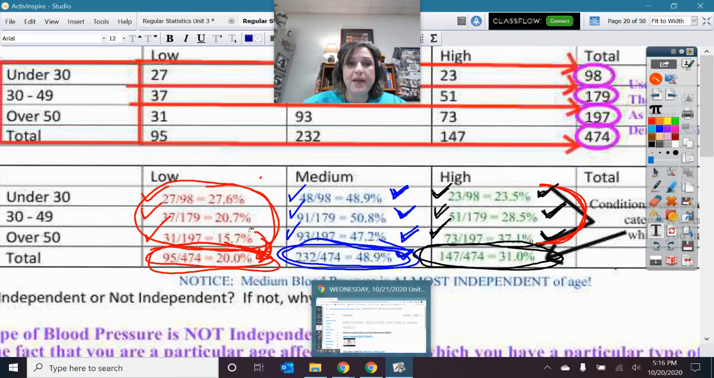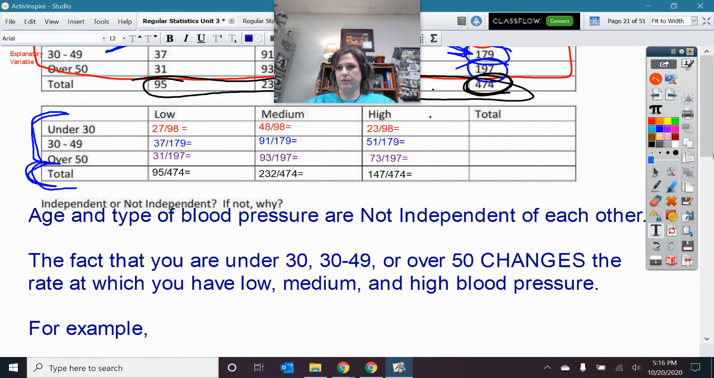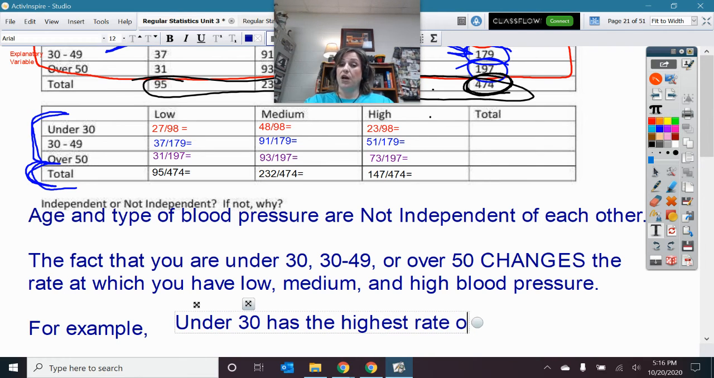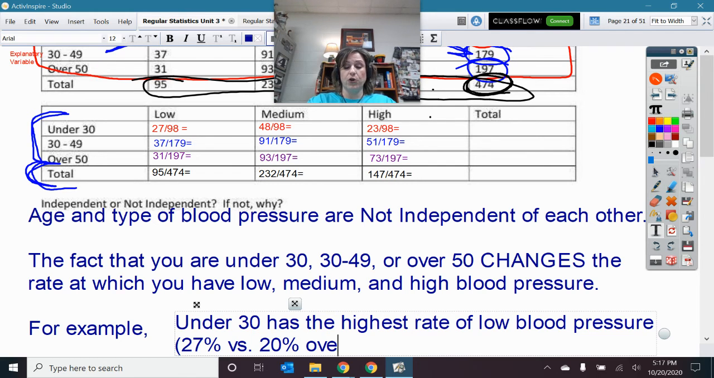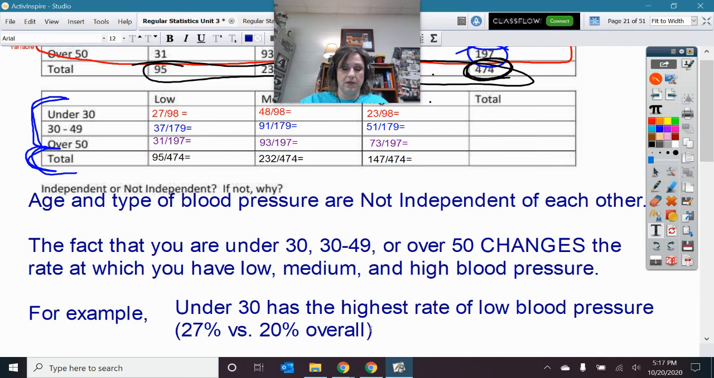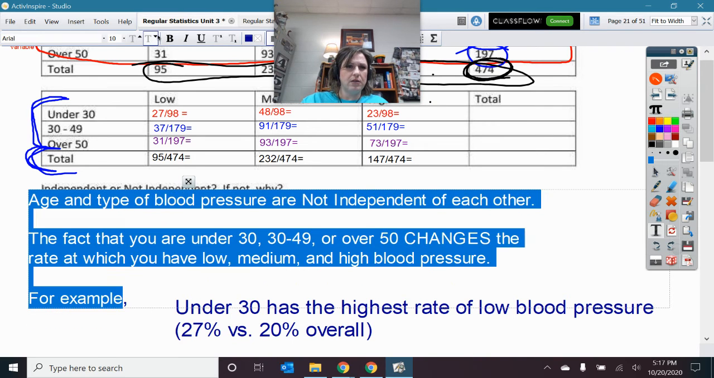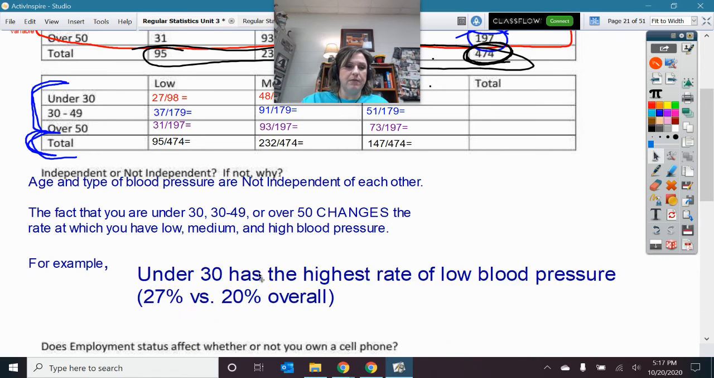And then maybe I'll compare that to the marginal. Here we go. So next, we'll say this. For example, let's see, what did we say? Under 30 had the highest rate of low blood pressure. And then it was like 27% versus 20% overall. Let's do it that way. Now let's see what else is happening. I'm going to make these other things here smaller so that I have room to put in these statistics.